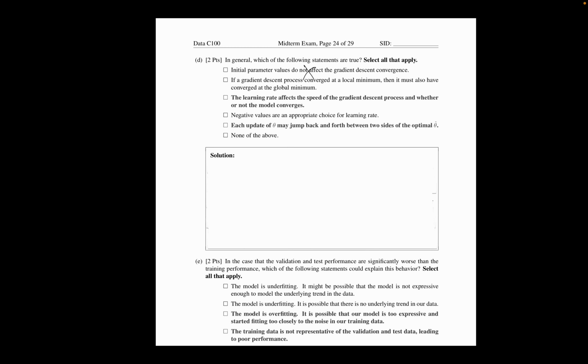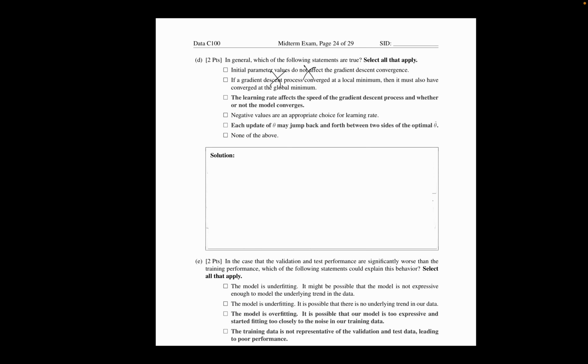If gradient descent process converges at a local minimum, then it must also have converged at a global minimum. This is false. There's no guarantee that the local minimum is a global minimum unless we know that the loss function is convex. So if it's like this, that's cool. But imagine this three-dimensional mountain where there's like multiple mountains, right? So there's just multiple minimums that would not be satisfied.